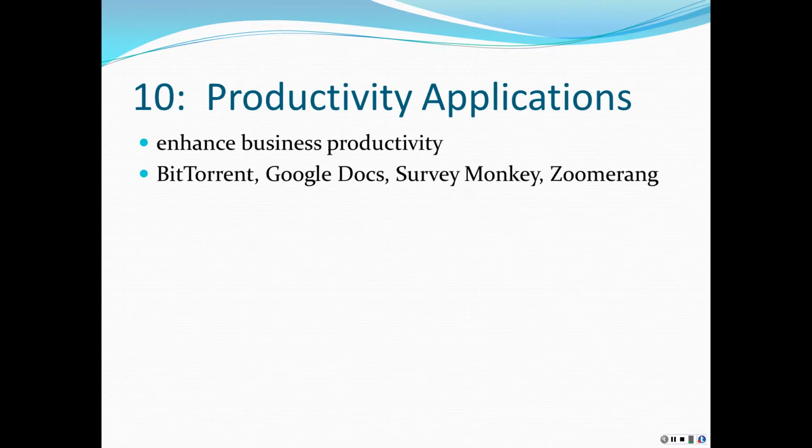Then we get to productivity applications, and these help enhance business productivity in one way or another. One example of this would be BitTorrent, which helps deliver really large files through the internet. The pirates also like this because they tend to do things like deliver movies illegally through BitTorrent sites. Google Docs would be another example, so would survey sites like SurveyMonkey and Zoomerang.